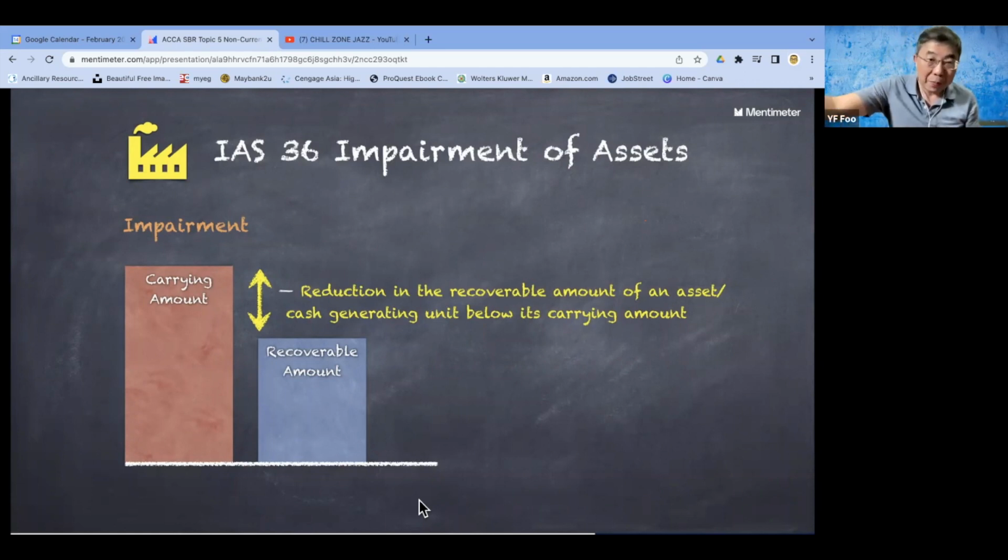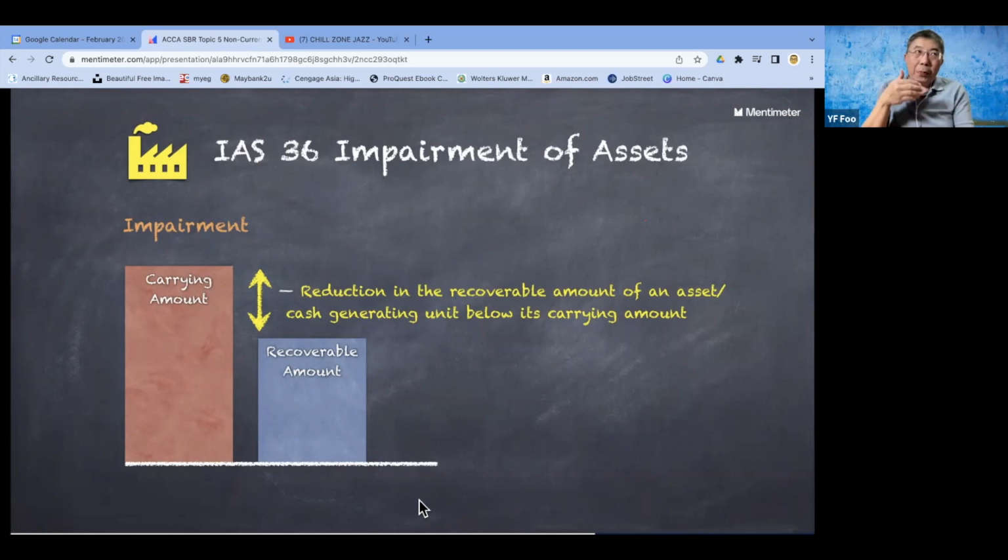So the tendency for companies, as a preparer, if you are an accountant in the company, is to want a higher asset value when you present your financial statements, right? Very few people will intentionally want to lower the value of the asset. As a rational economic person, you will tend to want to enhance the value of an asset.